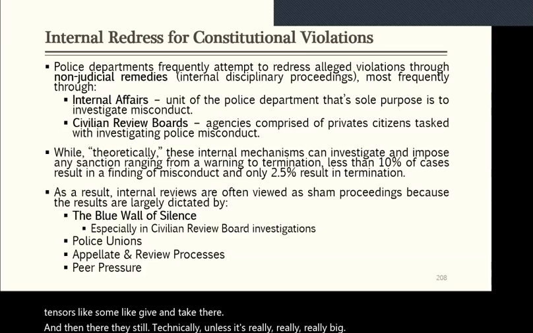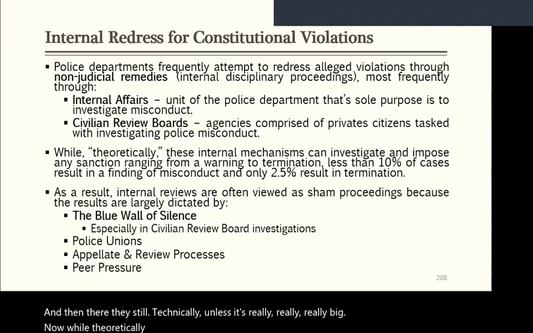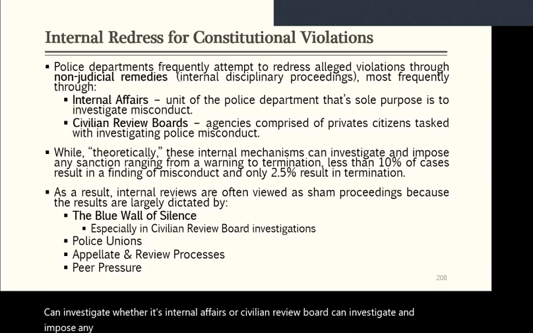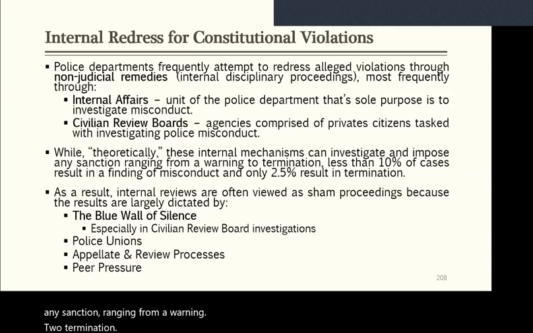Now, while theoretically these internal mechanisms, whether it's internal affairs or civilian review board, can investigate and impose any sanction ranging from a warning to termination, less than 10% of cases result in a finding of misconduct. And only 2.5% of cases that get a result of misconduct result in termination.